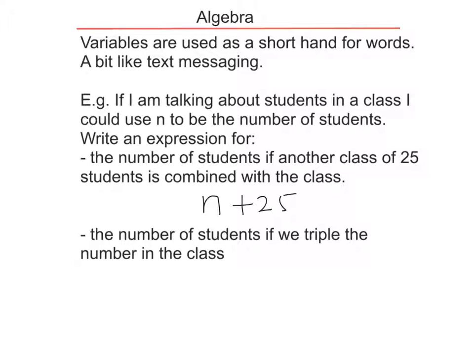The number of students, if we triple the number in the class, well, it's 3 times as many people that are in the class, so we're going to do 3n, which really means 3 times n, because of the sneaky hiding of the multiplication.